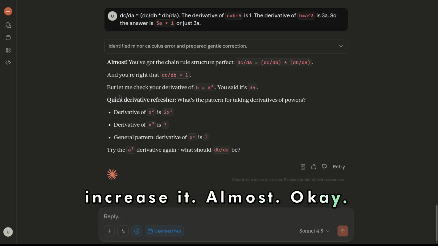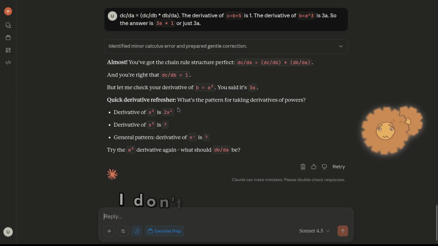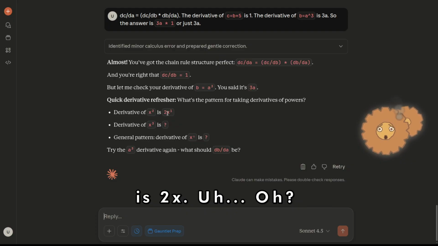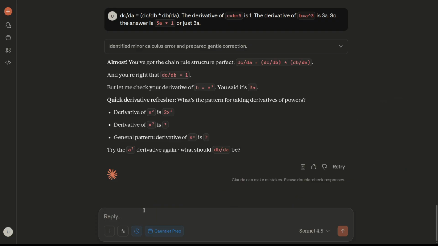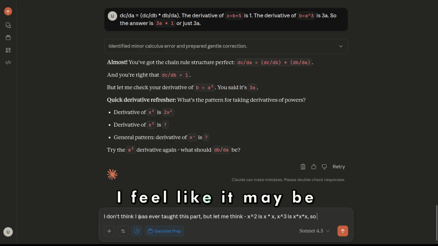Almost. Okay. I don't remember. Derivative of x squared is 2x. I feel like it may be important that he told me the derivative of x squared is 2x to the 1.